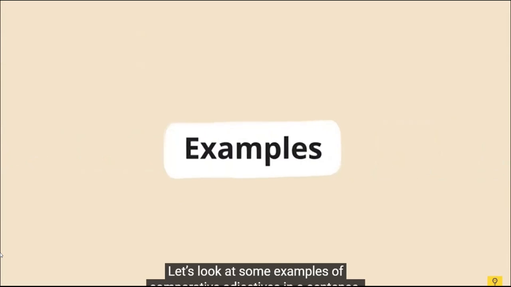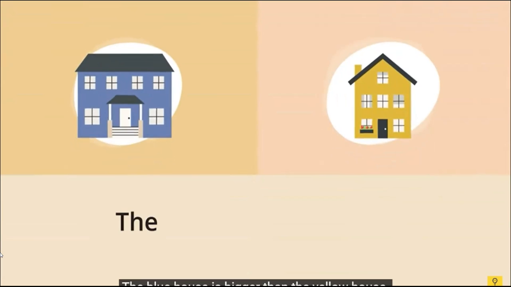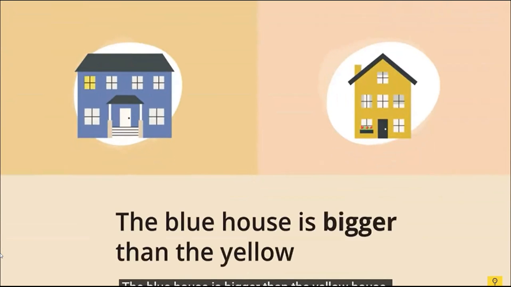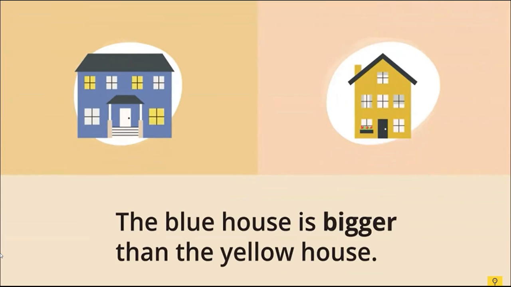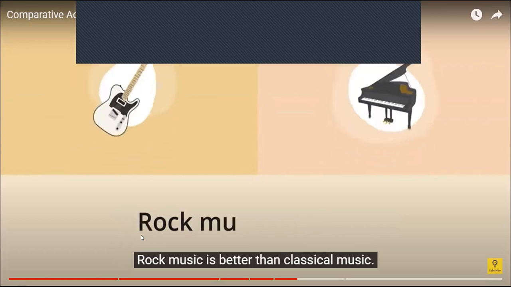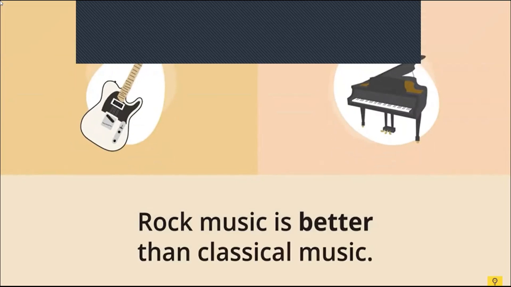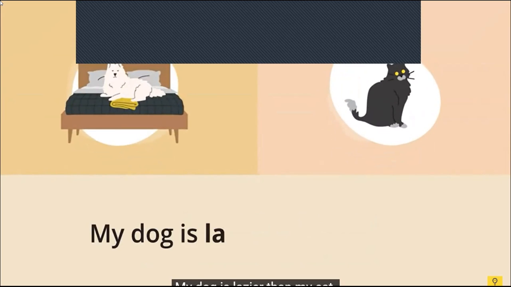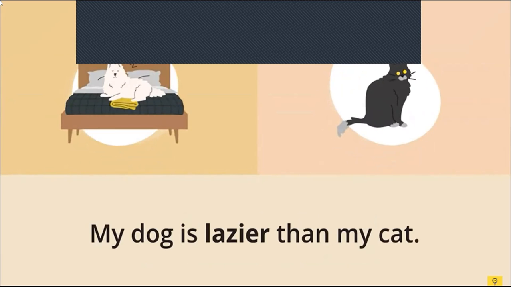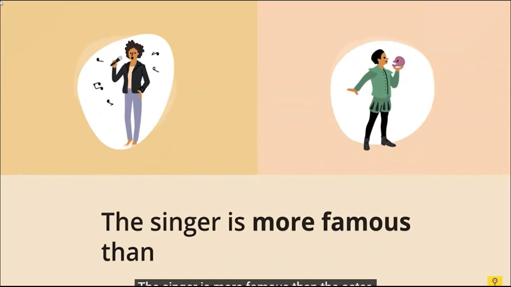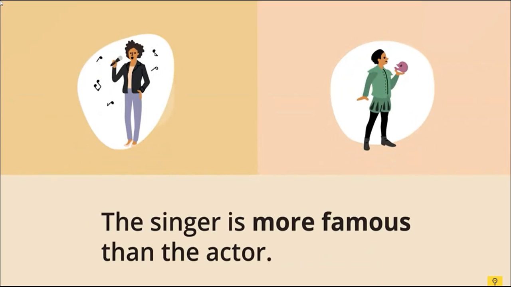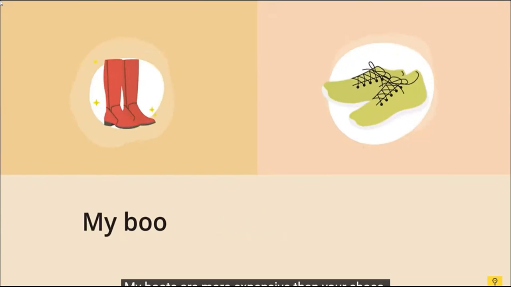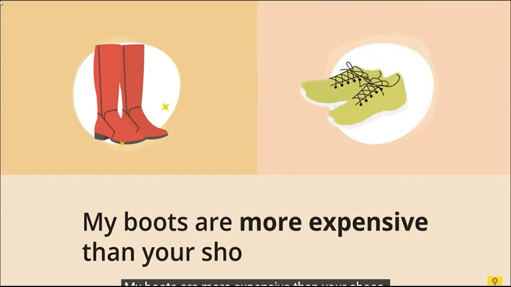Let's look at some examples of comparative adjectives in a sentence. The blue house is bigger than the yellow house. Rock music is better than classical music. My dog is lazier than my cat. The singer is more famous than the actor. Boots are more expensive than your shoes.